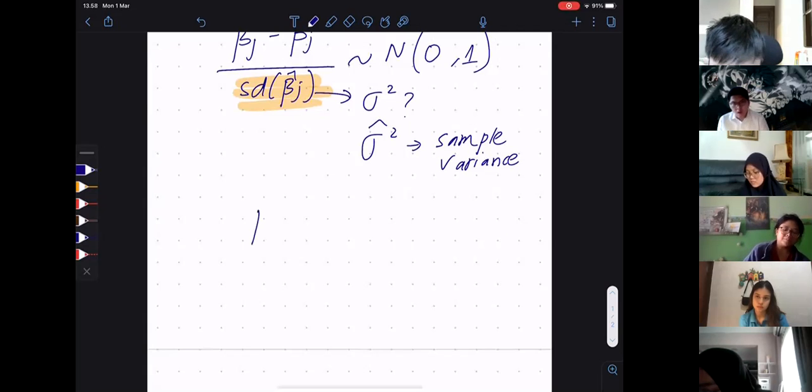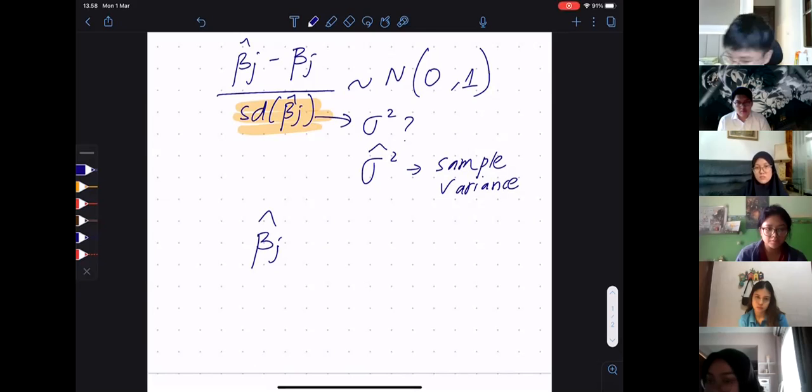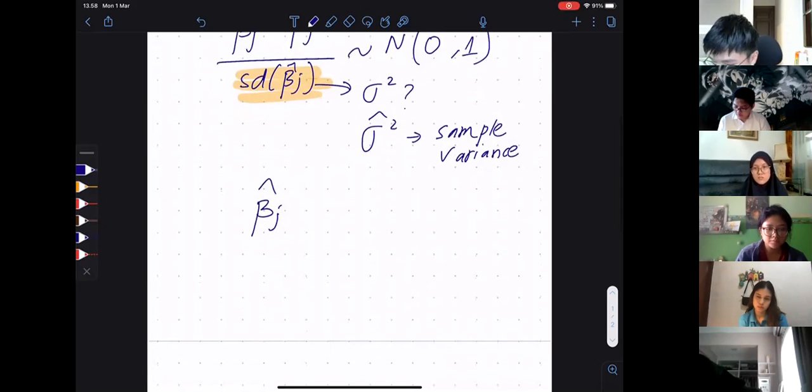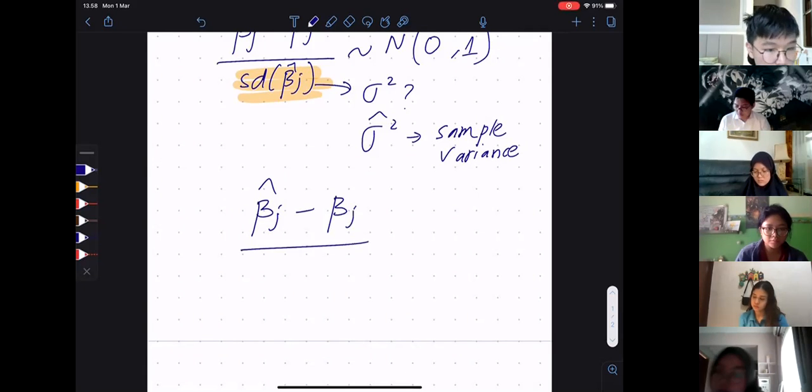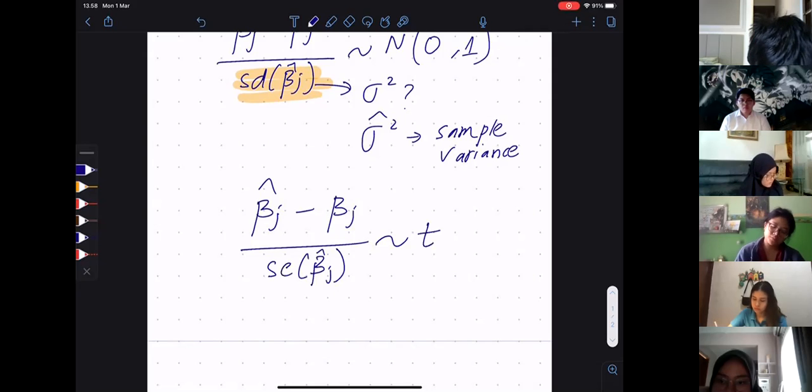In particular, if we assume that beta hat j is normally distributed with the mean of beta j and the variance of beta hat j, then beta hat j minus the true value of the parameter, do we know the true value of the parameter? We don't know, but let's discuss that in a few moments. And then divided by the standard error of the beta hat j. Now, this is going to follow a student t distribution with a particular degree of freedom. What's the degree of freedom?